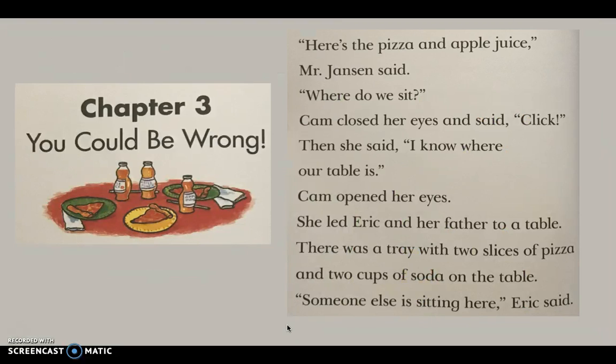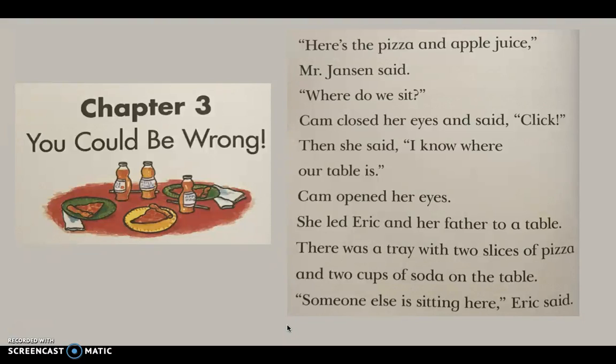Now let's get started. We're going to read Chapter 3, You Could Be Wrong. Here's the pizza and apple juice, Mr. Jansen said. Where do we sit? Cam closed her eyes and said, click. Then she said, I know where our table is. Cam opened her eyes. She led Eric and her father to a table. There was a tray with 2 slices of pizza and 2 cups of soda on the table. Someone else is sitting here, Eric said.